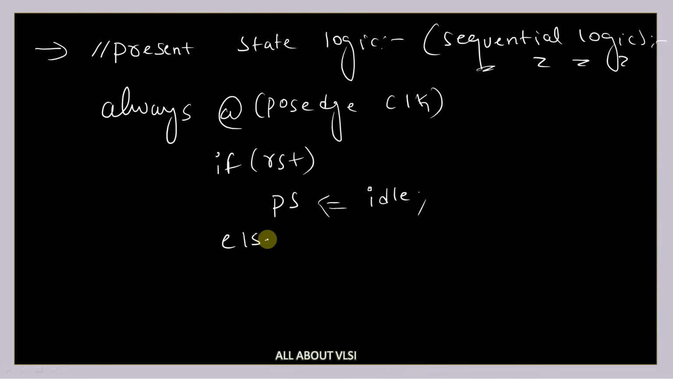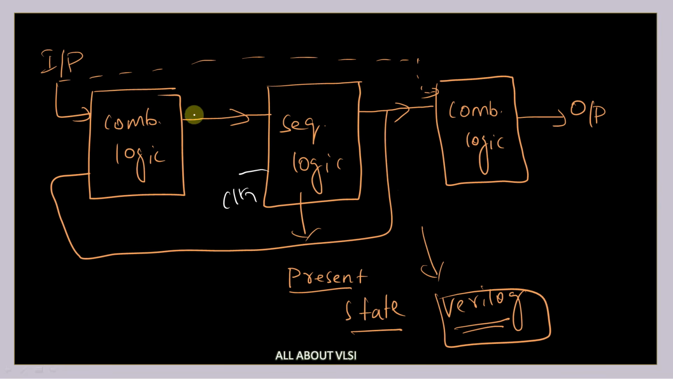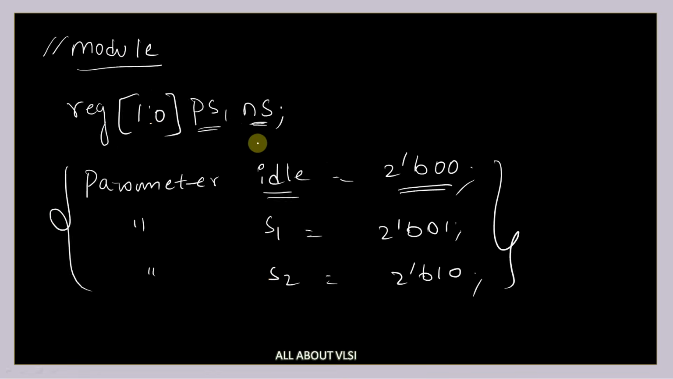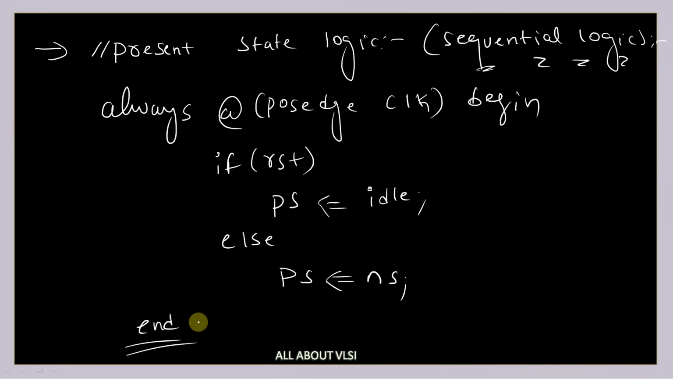Else, what should you do? You can see from the block diagram that this combinational logic is determining your next state, and that is being assigned to your present state. So that is what I am going to write down. Else, my present state is equal to next state, followed by begin and end. That's it. This is my present state logic. Simple. By referring to the block diagram, I have written my present state logic.